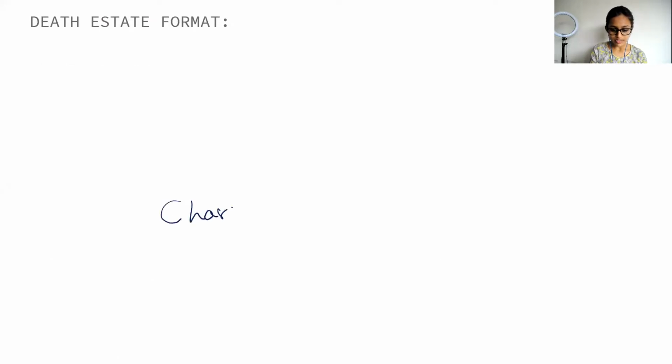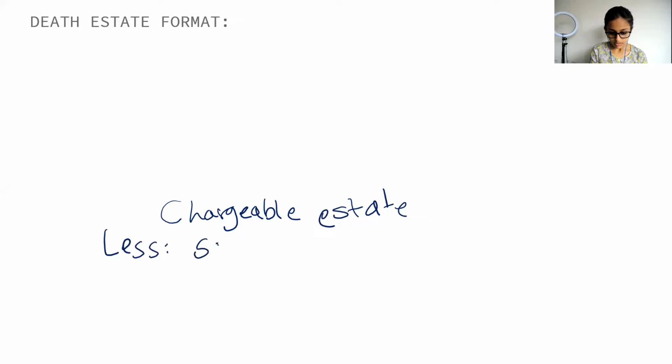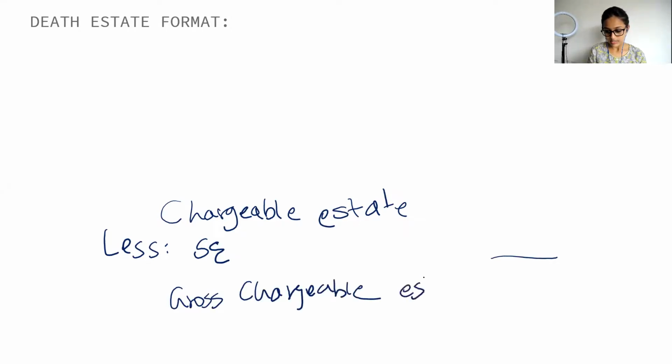You get chargeable estate. So remember, chargeable estate, and from chargeable estate, when you reduce your spouse exemption, that is when you get your gross chargeable estate. Okay, so gross chargeable estate is different from chargeable estate. Be very careful what they're asking in the question.